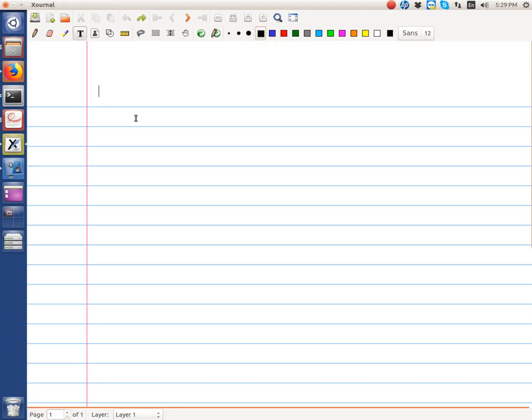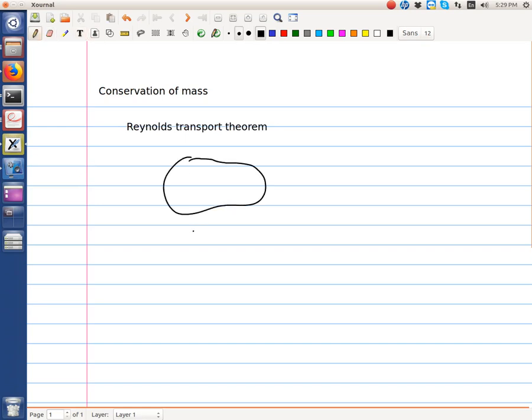So let us utilize the ideas that we have learned in the Reynolds transport theorem to do conservation of mass. The Reynolds transport theorem said that if we have a control volume moving with the velocity b, then the rate of change of any quantity f contained in the control volume is equal to the following.